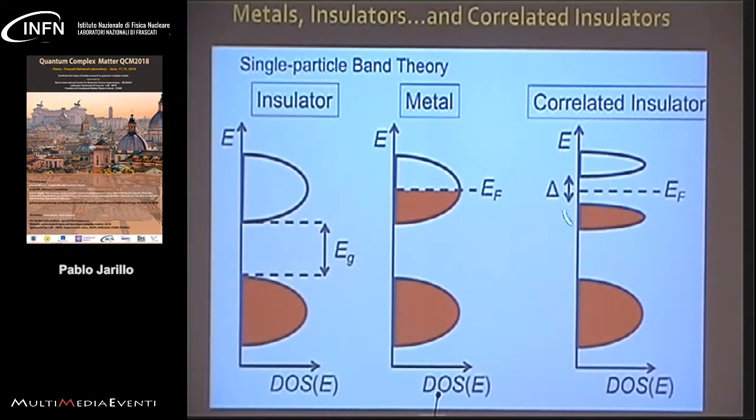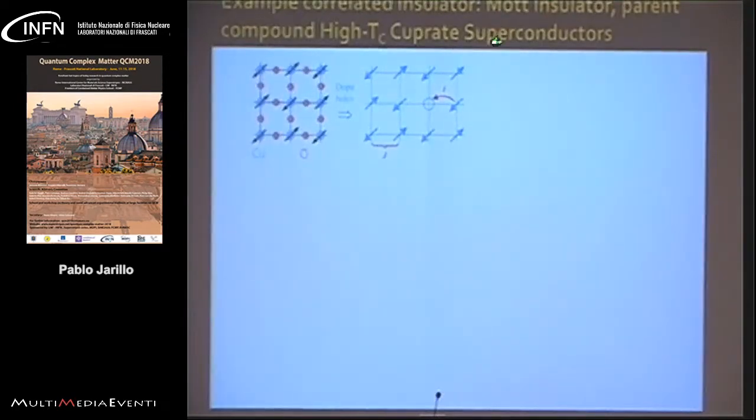Due to interactions, a gap can open so that you go to a situation very similar to this, except that this gap is created by correlations in your system. So this is a correlated insulator. There are many examples of correlated insulators. One of the most famous is the Mott insulator, which is the parent compound of high Tc cuprate superconductors.